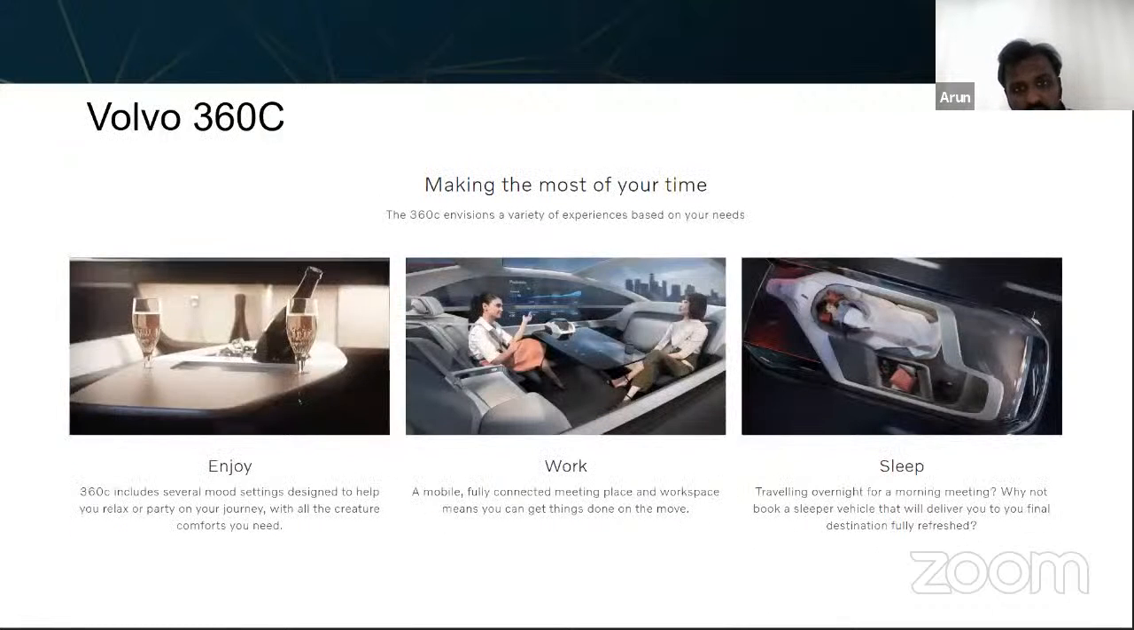So this is one interesting concept from Volvo 360. It's called 360C, and I think it was presented last year. You could see how the design has evolved. Of course, it was interesting to see someone can actually use the vehicle interiors in a very different way, which is not in the current situations. You could use it for work, for sleep, and so on. This looks so fascinating, and of course, everyone wants to have this.